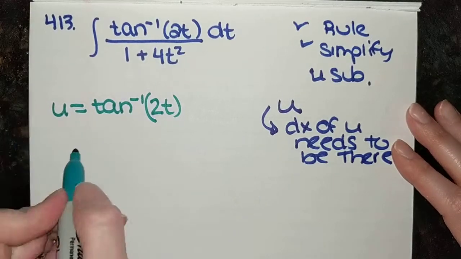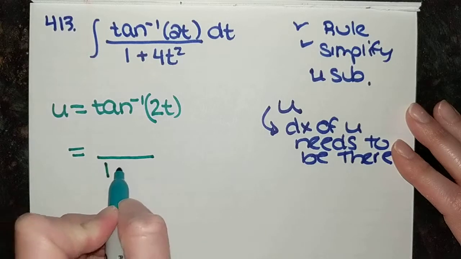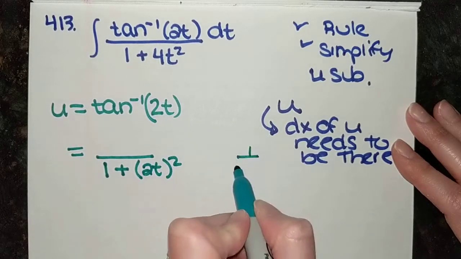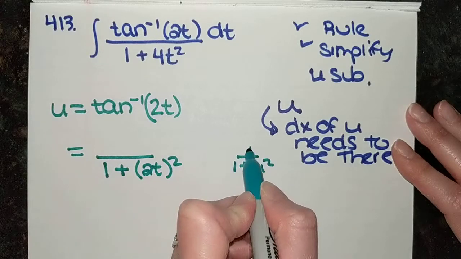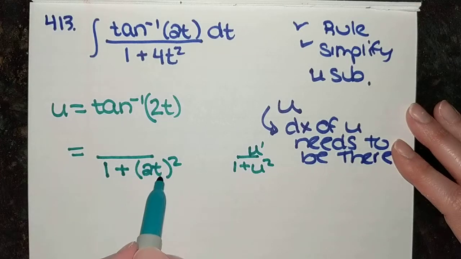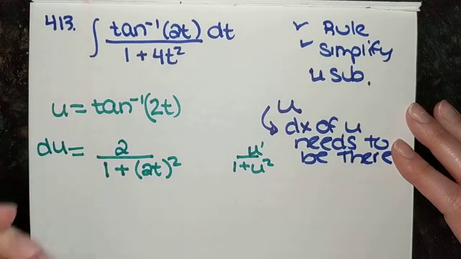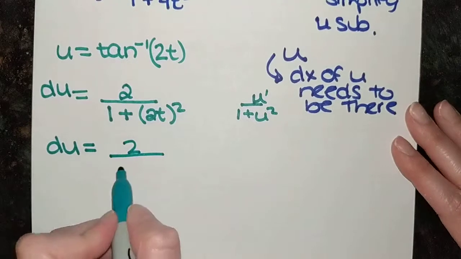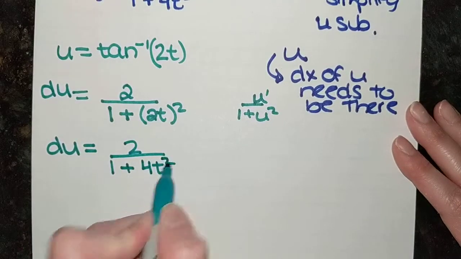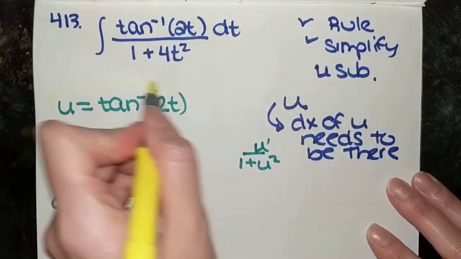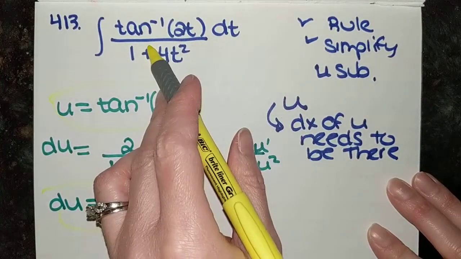So what you'll do is you'll have 1 plus 2t quantity squared. So that's like your 1 over 1 plus u squared. But then you also have u prime in the numerator. And the u prime here is this 2t. So you'd have 2 in the numerator. So this is your du. Your du is equal to 2 over 1 plus 4t squared. Okay? So we have to try to take our u and our du and sub them into that integral.